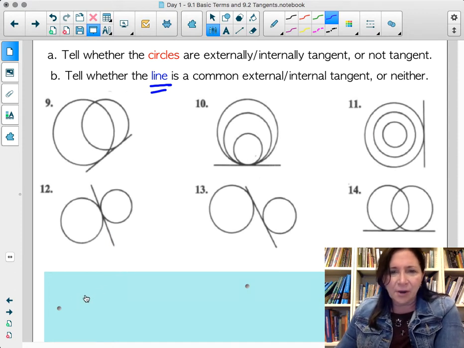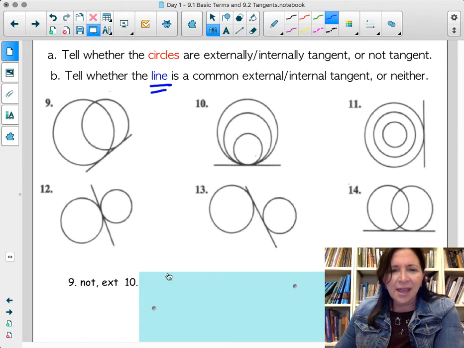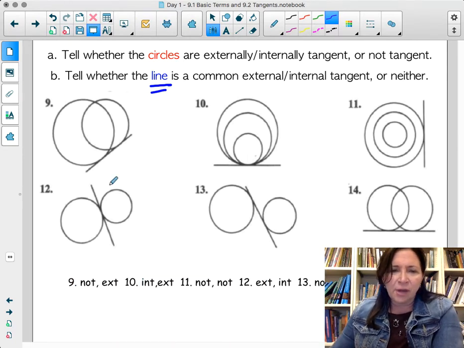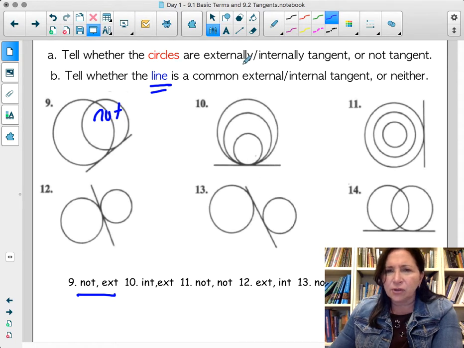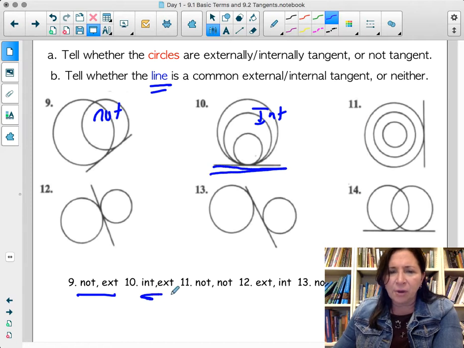Okay, all right, I'm assuming you paused the video, so let's check your answers. For number 9, tell whether the circles are externally, internally, or not tangent. Not. See how they don't share the same center? That's a not. Tell whether the line is common externally or internally tangent. It's externally tangent. For number 10, the circles are internally tangent. So that would be internally tangent. And part B, they are externally tangent to this line right here. So this is number 10.